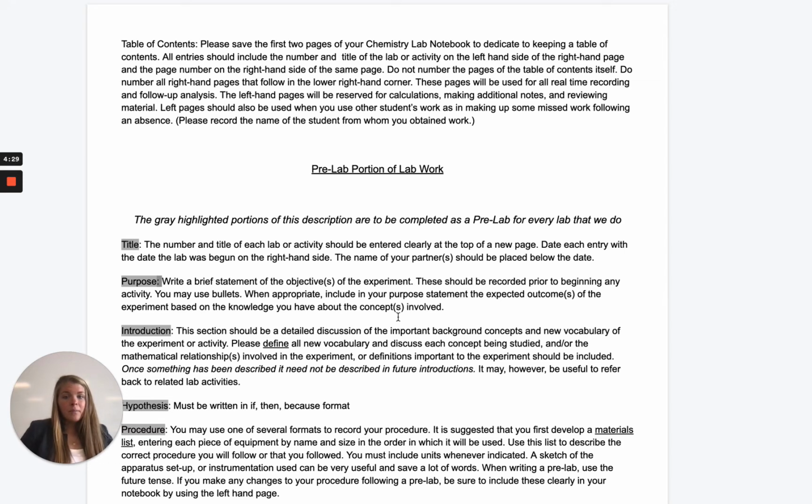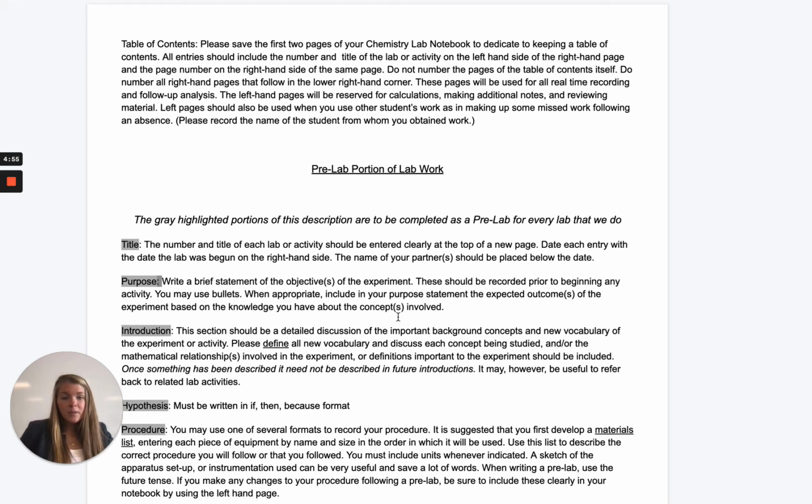Okay. Generally, this will always be done before you start a lab. We're doing it after this time because this is a little bit of a different type of lab, as we're just learning how to write a lab notebook. But in general, this will always be done before you start your lab. This could be a bulleted list. You can include a statement of purpose. That's up to you on how it looks, but you will have your purpose on every lab.